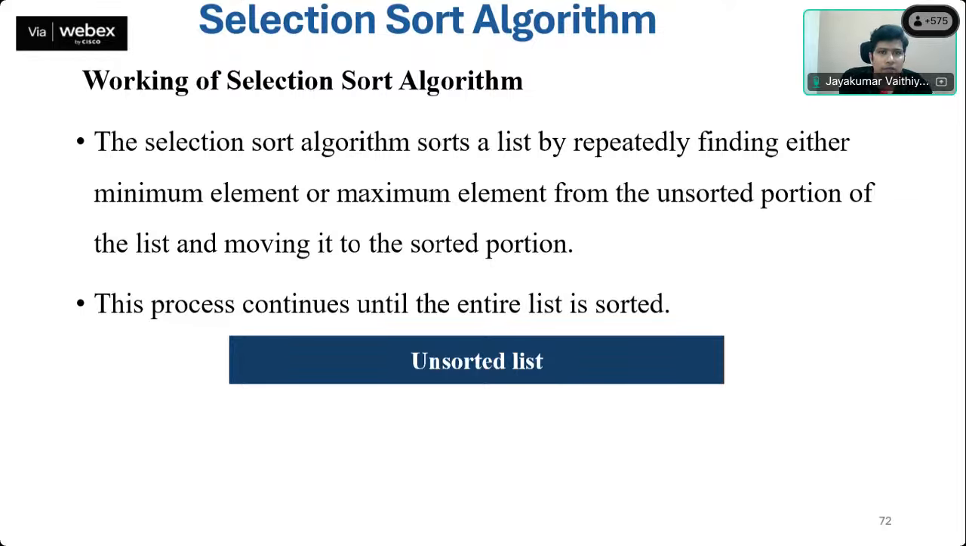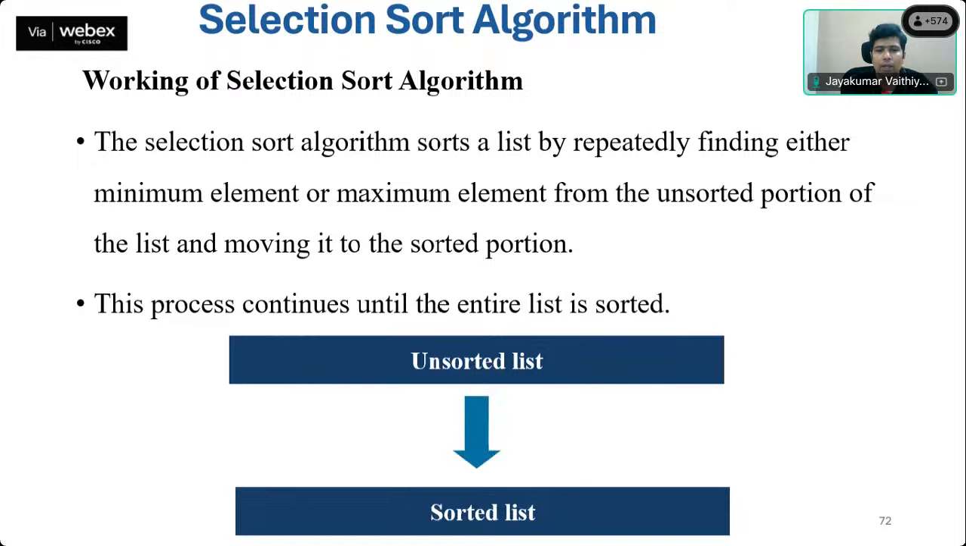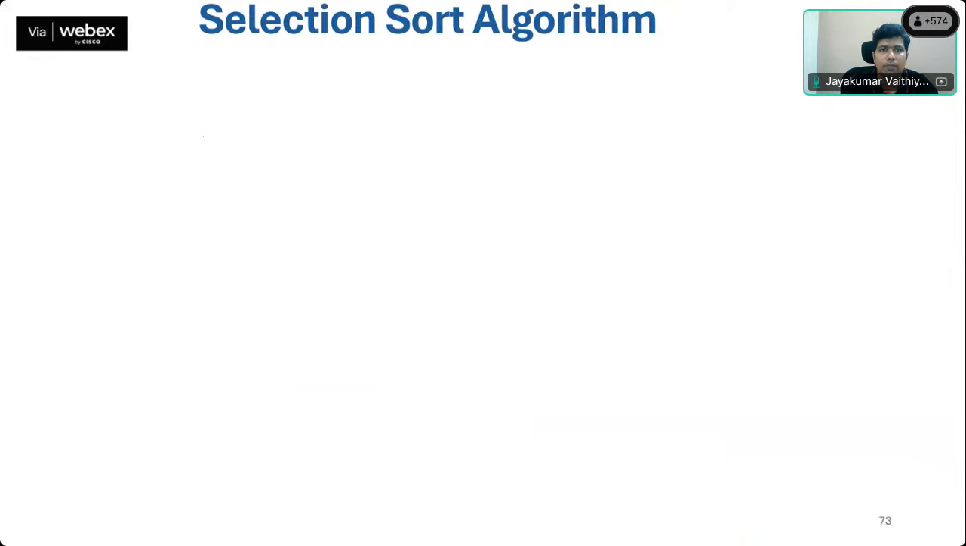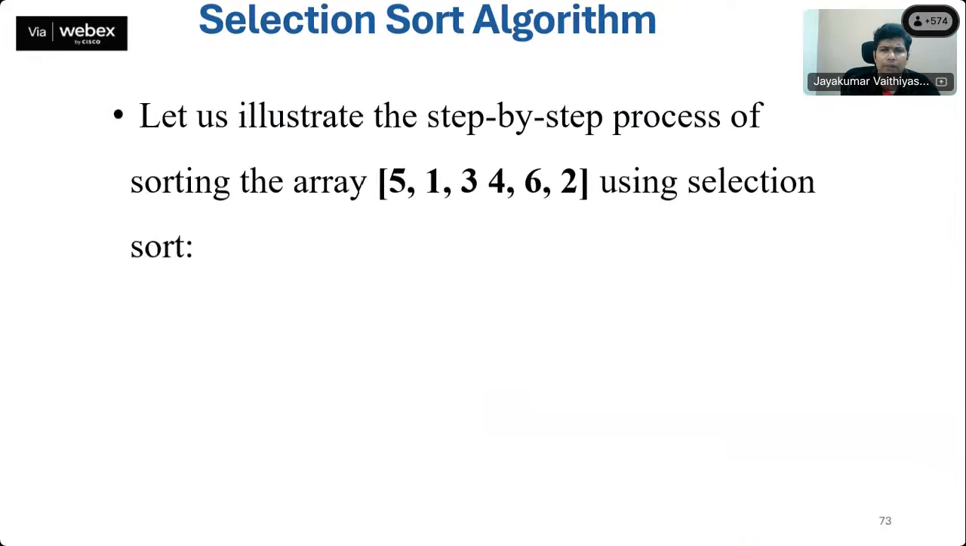So what is the logic of this algorithm? You are given an unsorted list, then you do the sorting, and it turns into a sorted list. The idea is very simple. They give an unsorted list, you do selection sort, and it gives the output as a sorted list. We'll go by a numerical example. This is the given input: 5, 1, 34, 6, 2.